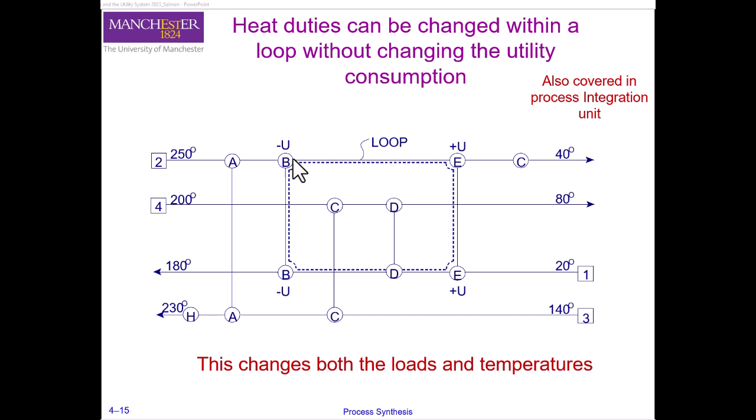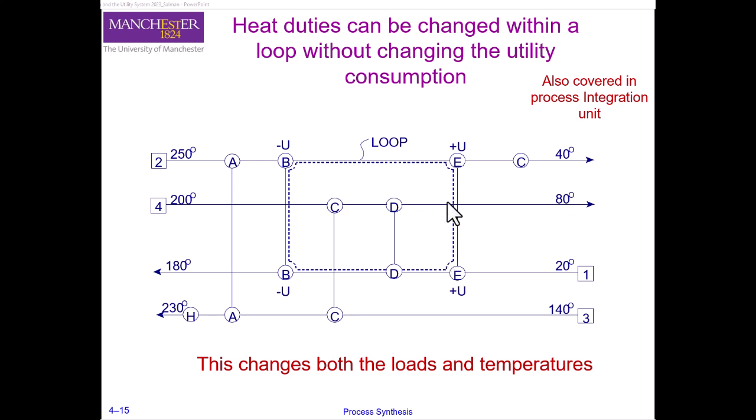Okay, similarly for the cold stream, if you look at point E, here you start at 20 degrees centigrade and you had a fixed duty, so you had some temperature here. But now with the increase in the duty of this exchanger, you are actually providing more heat, okay, and as such the new temperature at this point will be different from the old temperature when we didn't shift the heat duty.